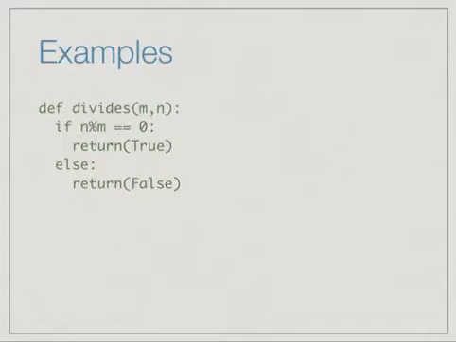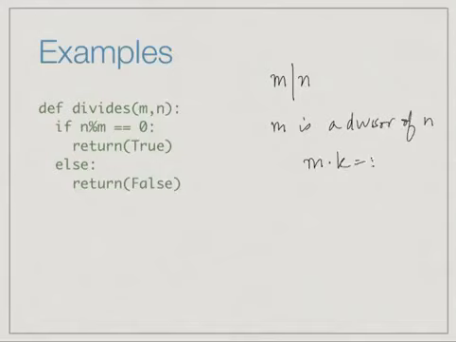So let's look at an example of how we would use Boolean values. Let's get back to the divides example. In mathematics, we write m divides n to say that m is a divisor of n. This means that m times k is equal to n for some k. So m divides n if the remainder of n divided by m is 0. If so, you return true, else you return false. This is a very simple function. It takes two arguments and checks if the first argument divides the second argument.